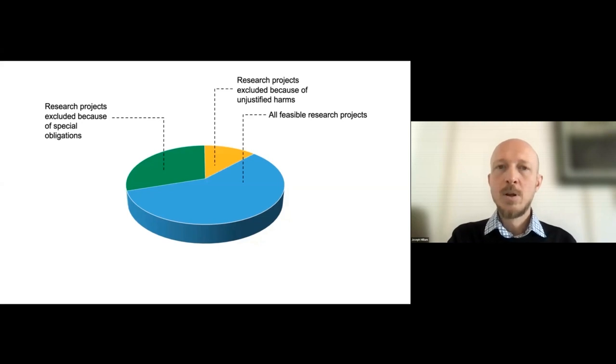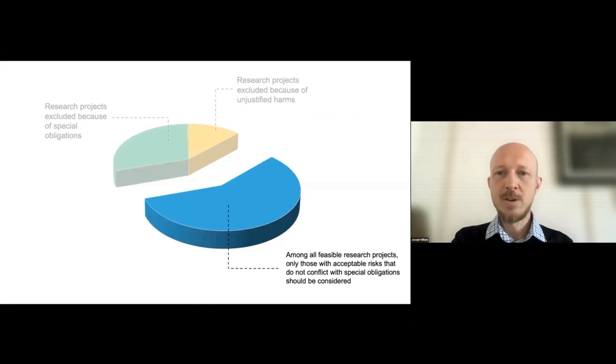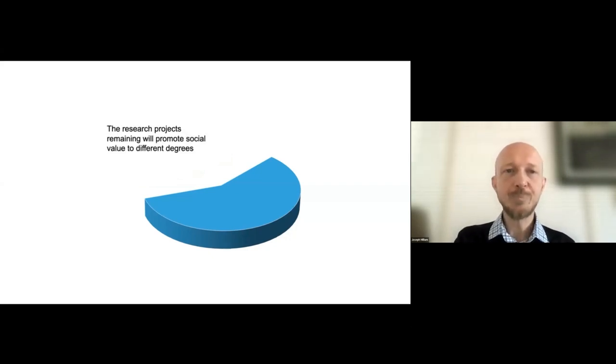Likewise, in reviewing the different research options, there may be research projects that are excluded because they would involve harms that are unjustified, right? So we apply the principle of assessing risks. We exclude those research projects that would lead to unjustified harms. What we have left is a set of feasible research projects with acceptable risks that don't conflict with special obligations. And they're the ones then that we're prioritizing among during the prioritization stage of the priority setting.